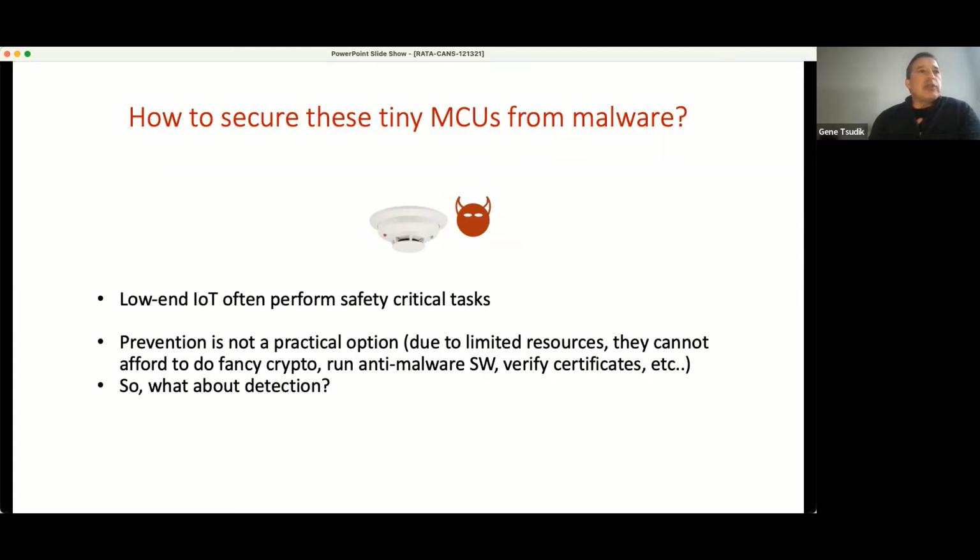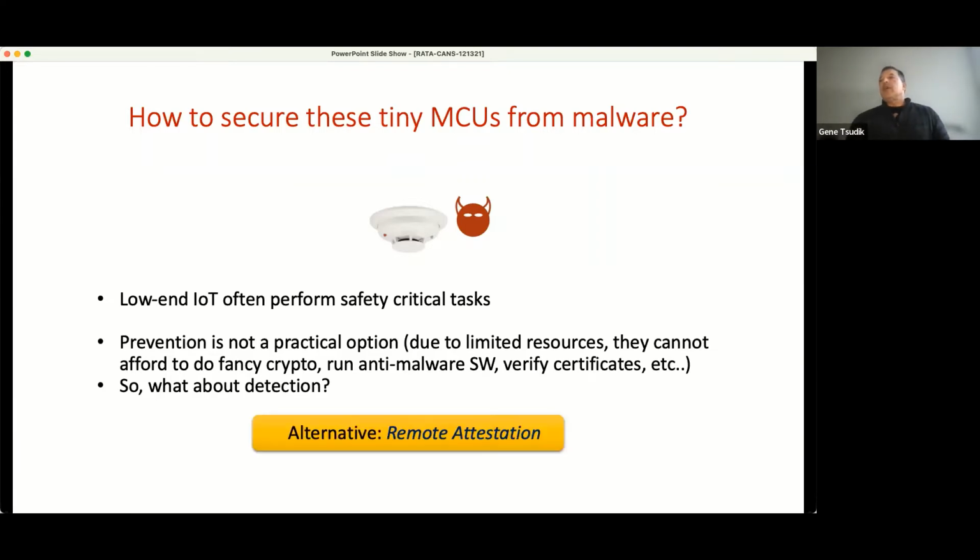So the next best thing we can do is detection. And that's really the only choice we have. If we can't prevent malware from getting in, then at least we can detect and do something about it. And so the alternative to prevention, or in other words, the one way to detect malware, is to do what's called remote attestation. And let's turn to that topic for a second.